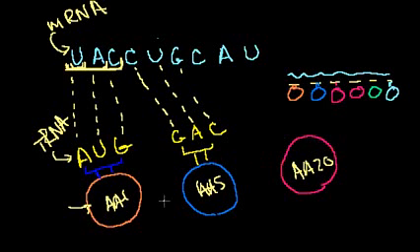And this doesn't happen all by itself. The ribosome serves a purpose, and there are enzymes that facilitate this process. But once these guys bond together, the tRNA detaches, and you have this chain of amino acids, and then the chain of amino acids starts to bend around.